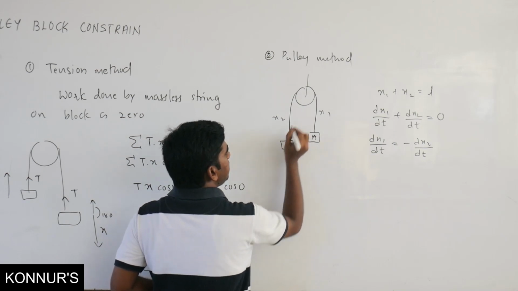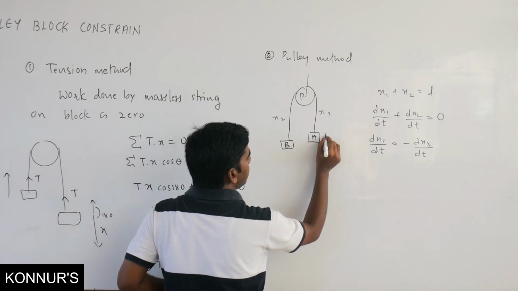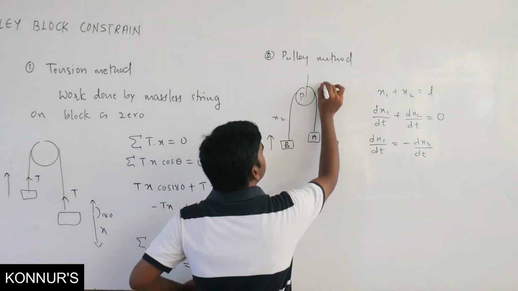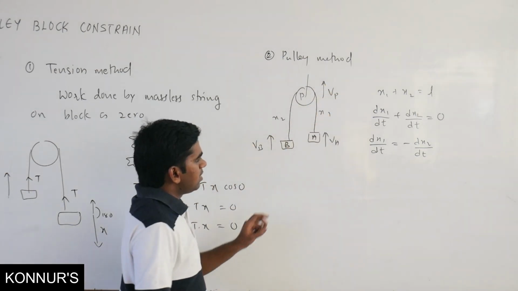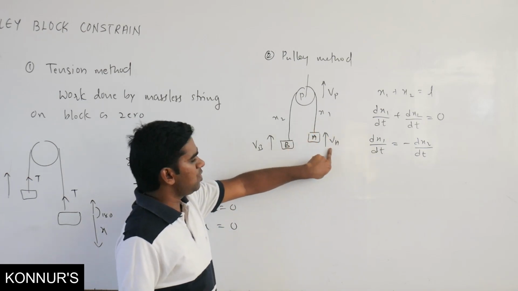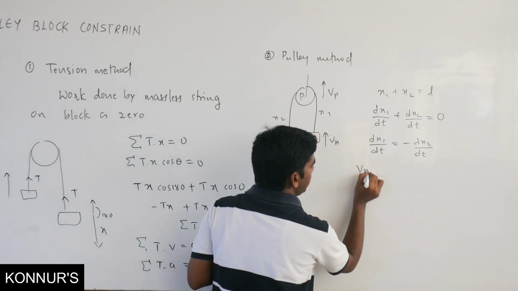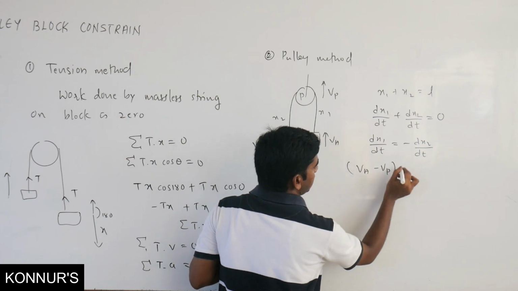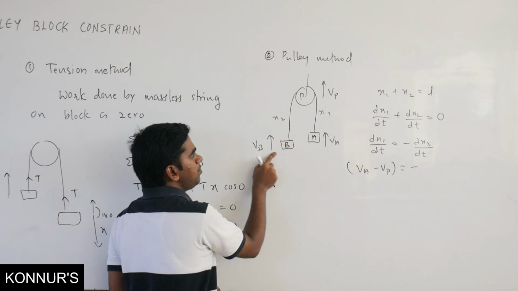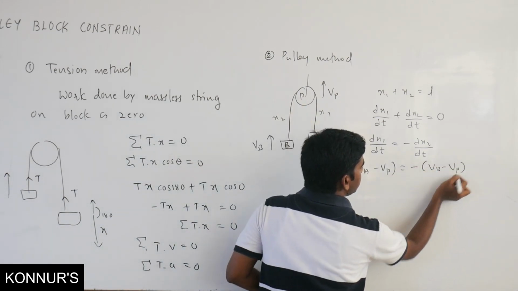Suppose you take this as A and this as B, and this as the pulley P. Its velocity you can take as VA. This velocity you can take as VB. This velocity you can take as VP. What is dx1 by dt? dx1 by dt is the relative velocity of A with respect to the pulley. So what can you write? You can write VA minus VP equals minus, what is dx2 by dt? The velocity of B, or relative velocity of B with respect to the pulley. So you can write VB minus VP.